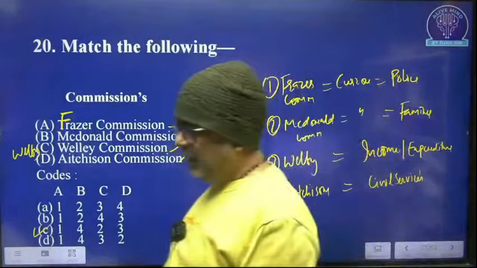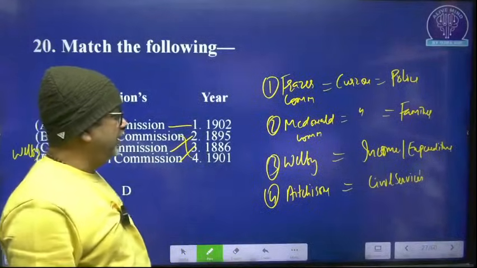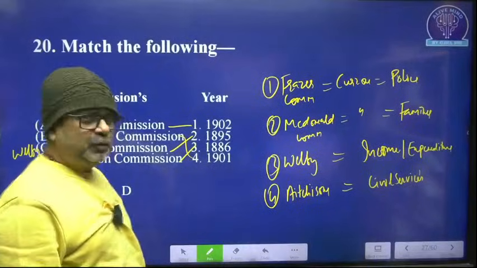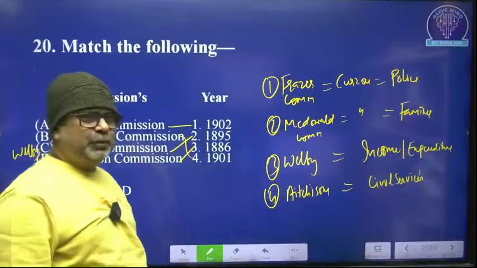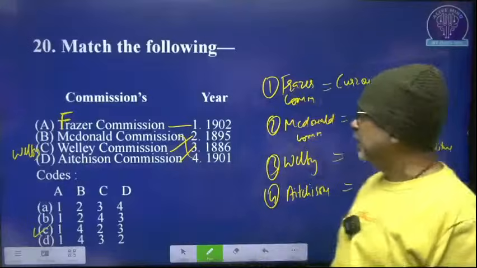Fraser Commission related to police. MacDonald, famine during the time of Curzon. Welby, income and expenditure of India. Hutchison related to civil services, and this gave birth to two types of civil services, central services and state services. 20C.